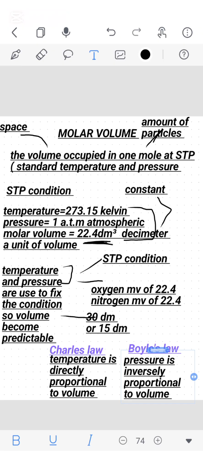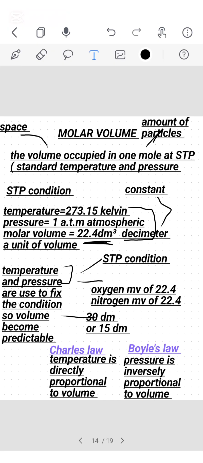If we give it pressure, the volume of it decreases. If we decrease the pressure, the volume of the balloon will increase. That is how this works.